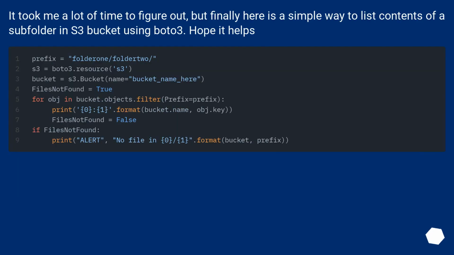It took me a lot of time to figure out, but finally here is a simple way to list the contents of a subfolder in an S3 bucket using boto3. Hope it helps.